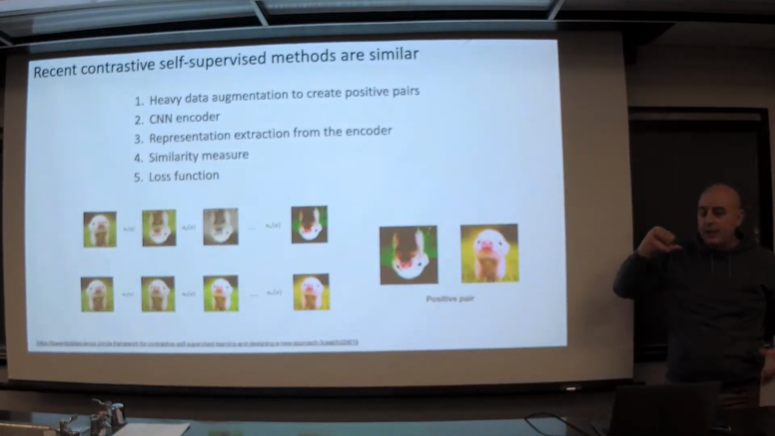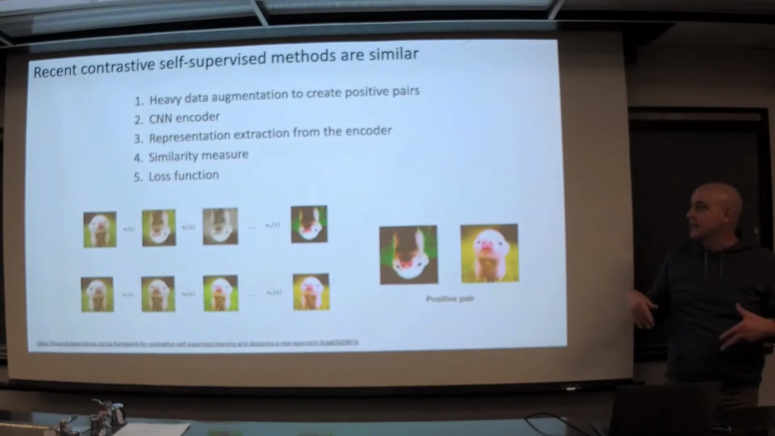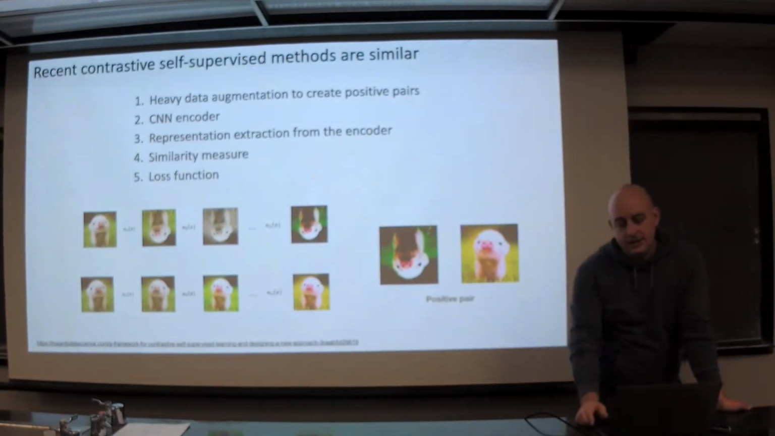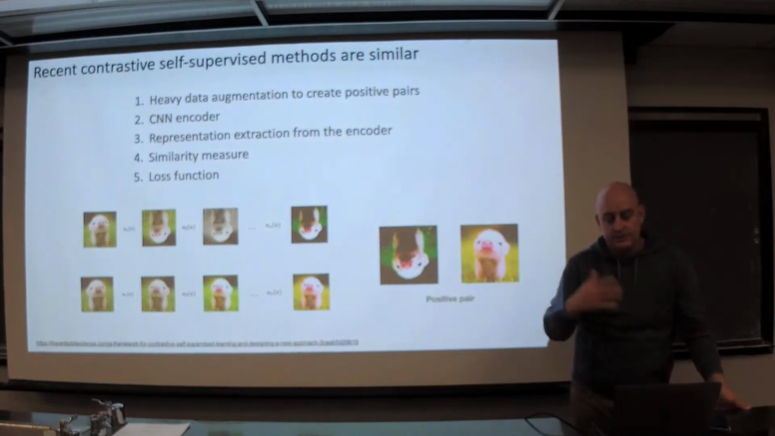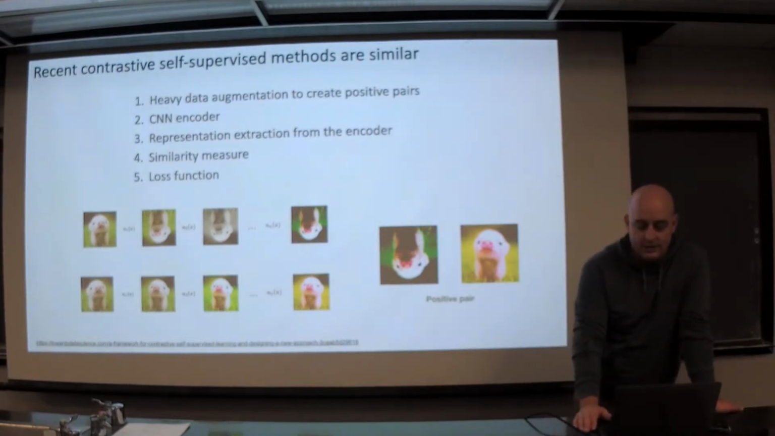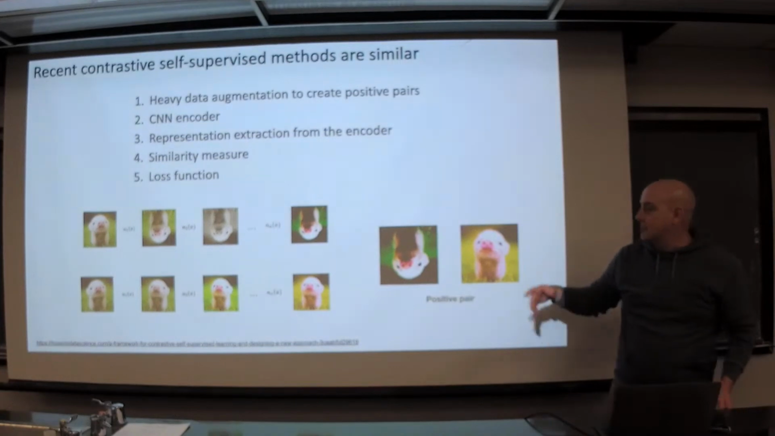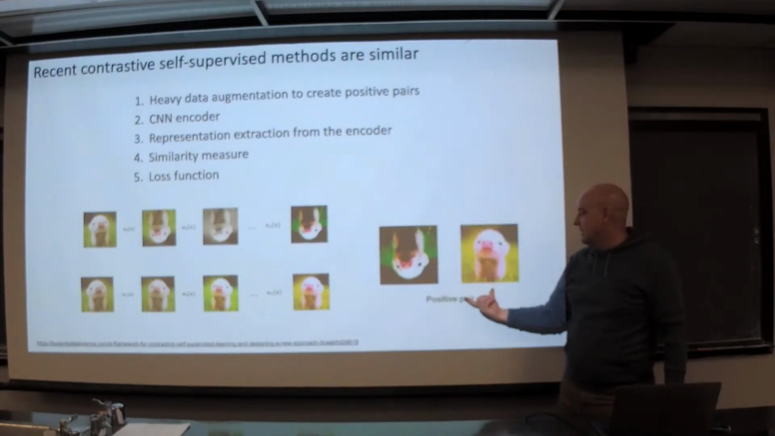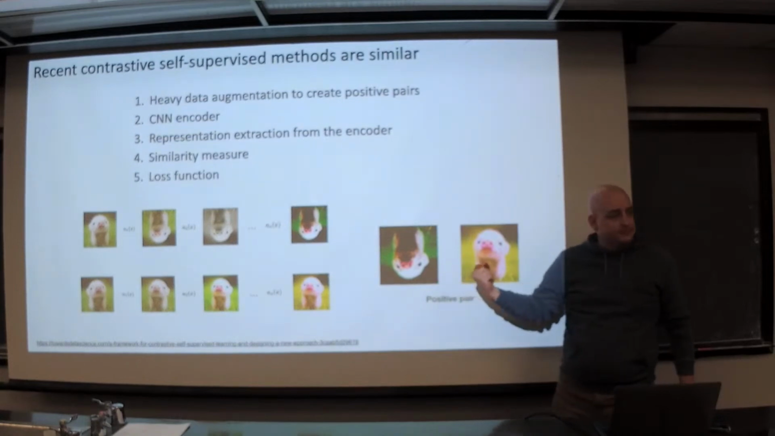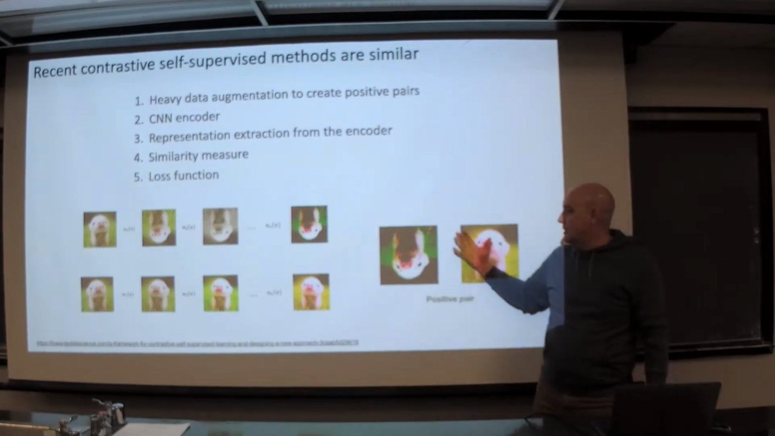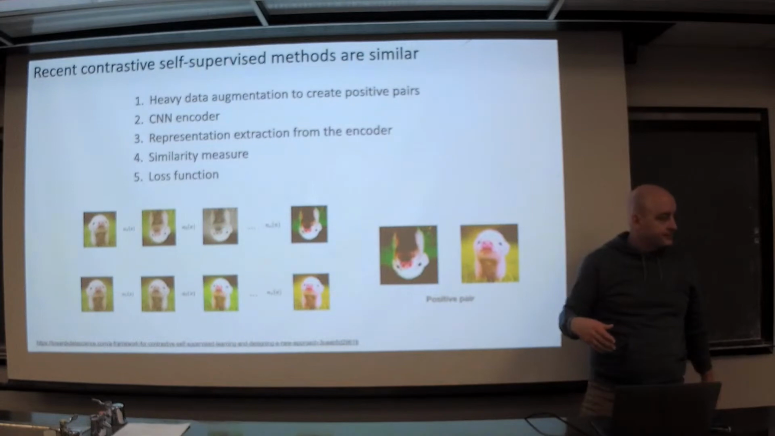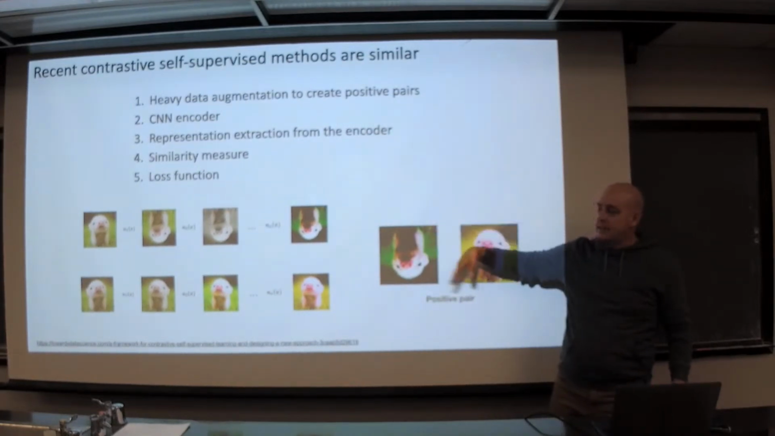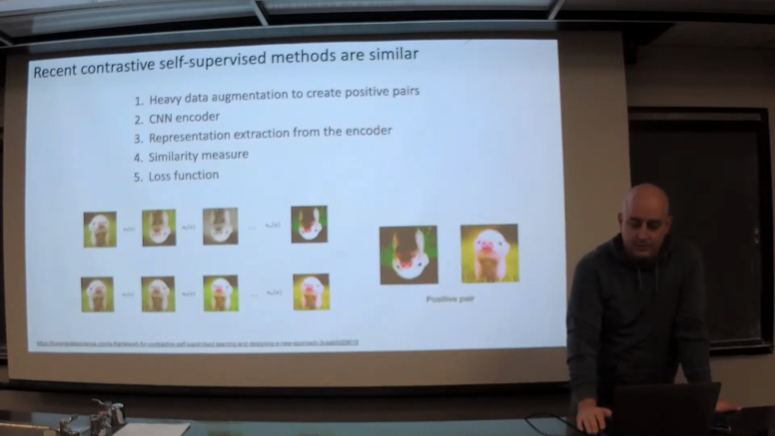This could be jittering the color, blurring it, or stretching it and changing its aspect ratio. Whatever we want to do, whatever we end up with in the end for those two crops, we're going to say that that's a positive pair. And then we're going to have done this with a whole bunch of other images in the same batch. And everything else from every other image is going to be considered a negative example.